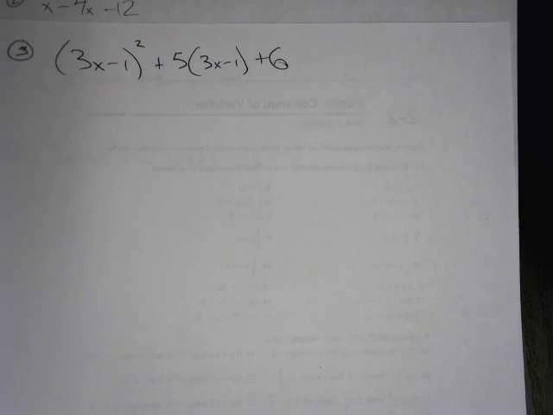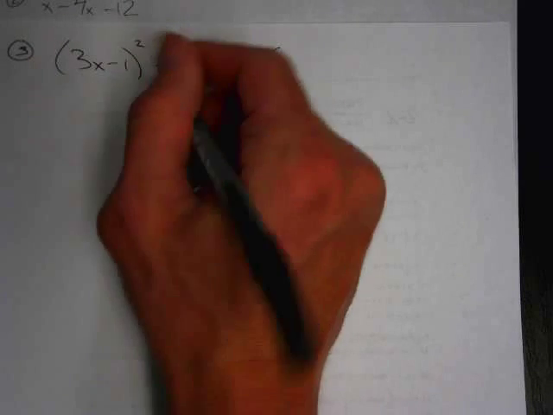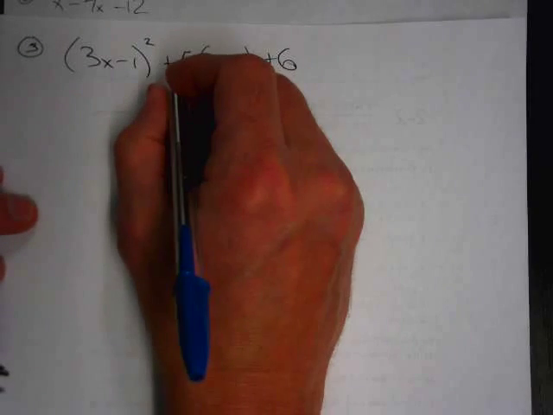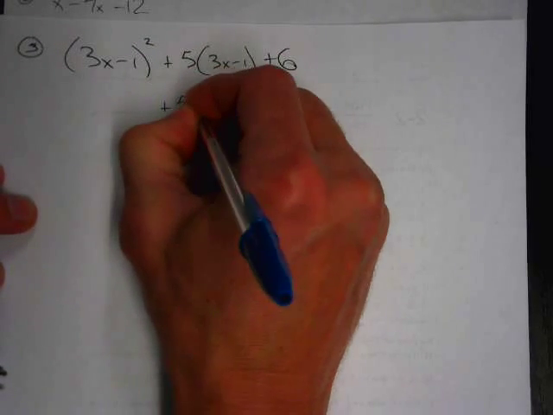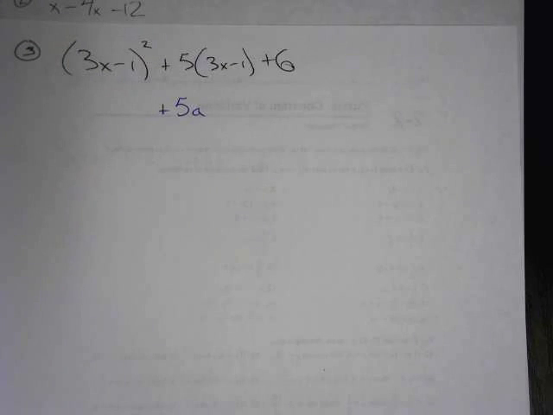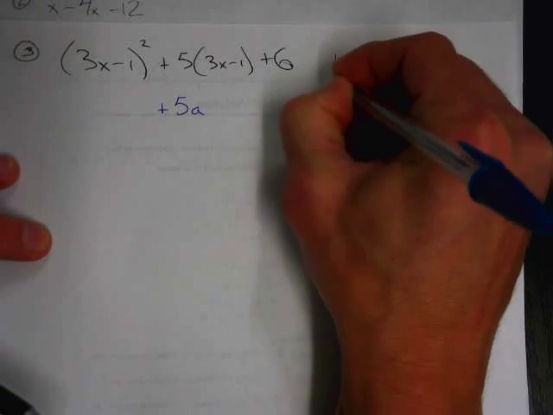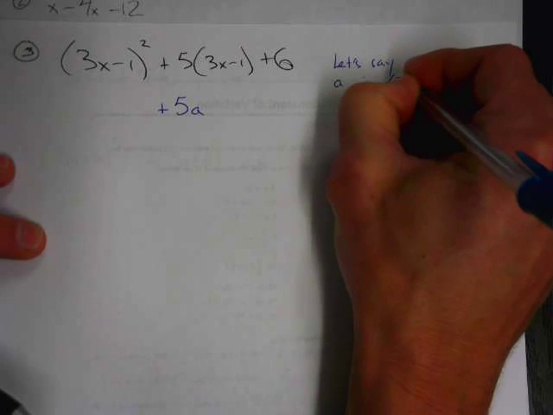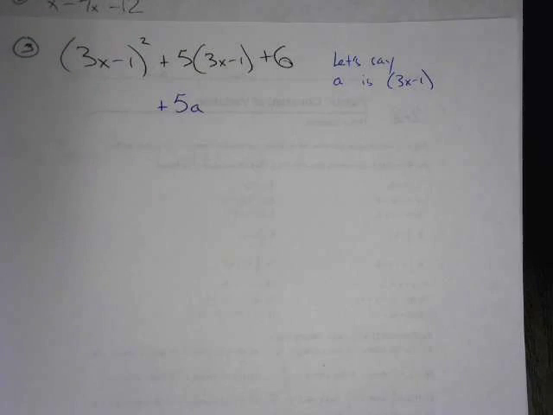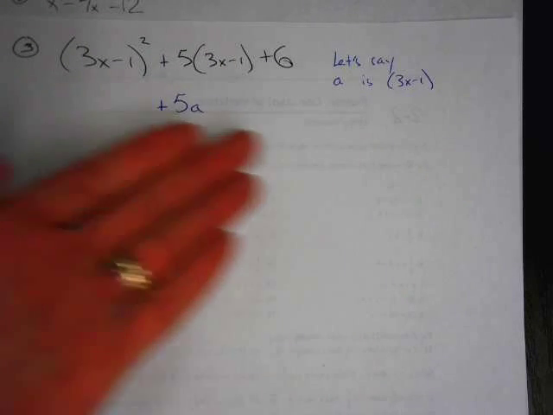So how can we turn this into a quadratic trinomial? So do you have the vision to see, if only the middle term, instead of saying 5 times 3x minus 1, if only the middle term said plus 5 times a. Man, if it was that, we'd be good to go. So you know what we can say? Let's say that a is actually 3x minus 1. If we say that a is actually 3x minus 1, that's what we're doing here. We have a beautiful, beautiful setup.